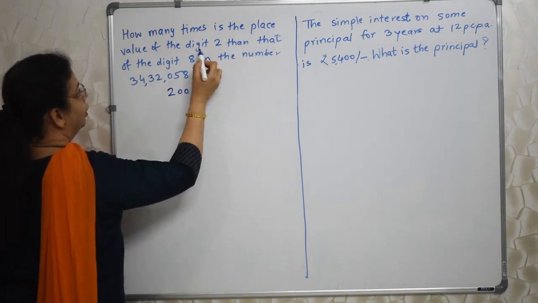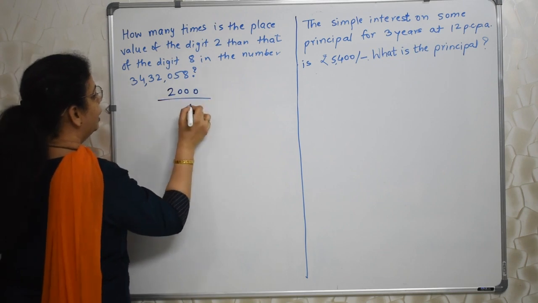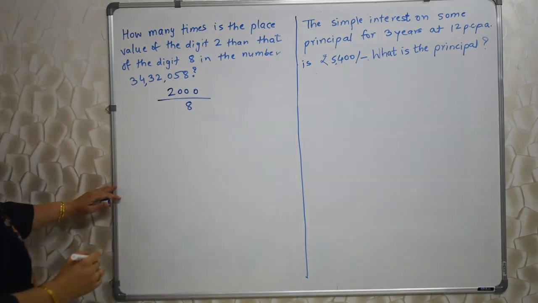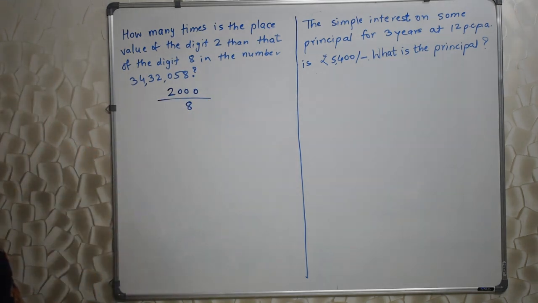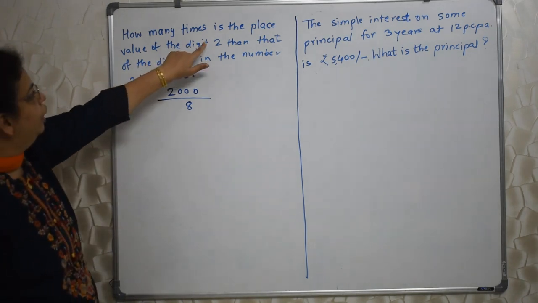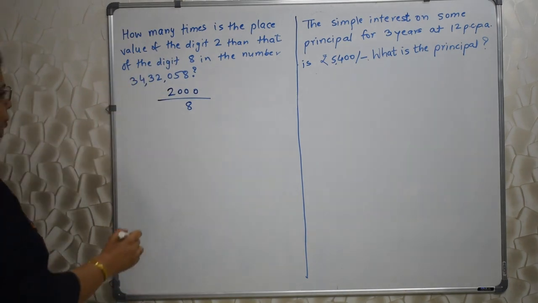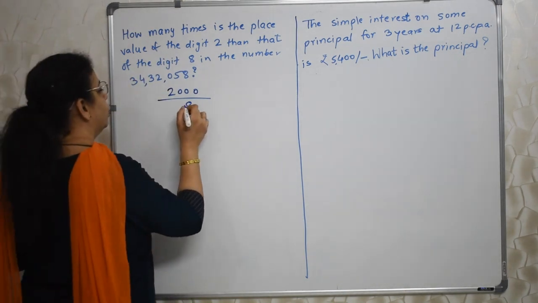Than वाला number, digit 2 will be on top, than that of the digit 8. Than वाला number नीचे जाएगा. So 2000 will be on top, 8 will be down. Digit 2 than that of the digit 8. Than वाला नीचे. Sorry. So let's go ahead.